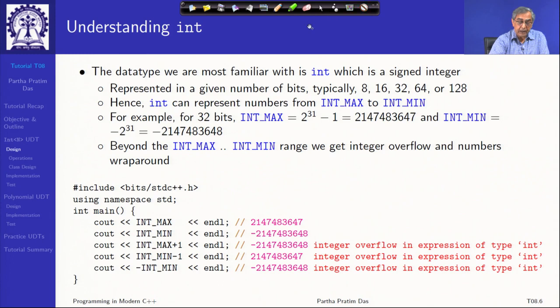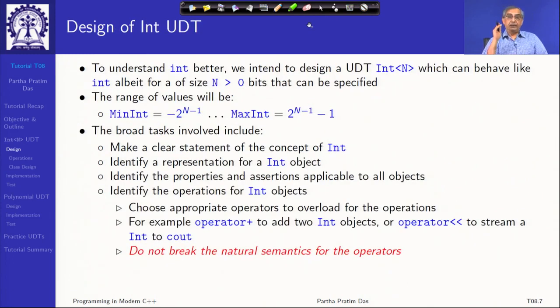Given this, if you want to build a signed integer type with a given number of bits, where you want this integer property to happen within those bits, let us say that we want to build an integer having n number of bits, where n is of course a given constant. Then we can very easily understand that min int, the minimum integer you can represent, will be minus 2 to the power n minus 1, and max int will be 2 to the power n minus 1, minus 1.